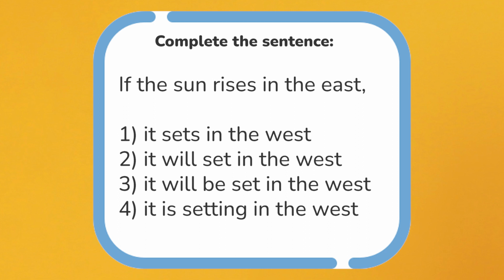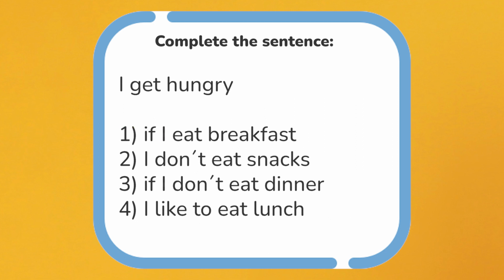Okay, let's try the next one. If the sun rises in the east, it sets in the west, it will set in the west, it will be set in the west, it is setting in the west. And our answer is 1. It sets in the west. If the sun rises in the east, it sets in the west. Okay, this is scientific fact. This does not change. And again, the grammar helps us.